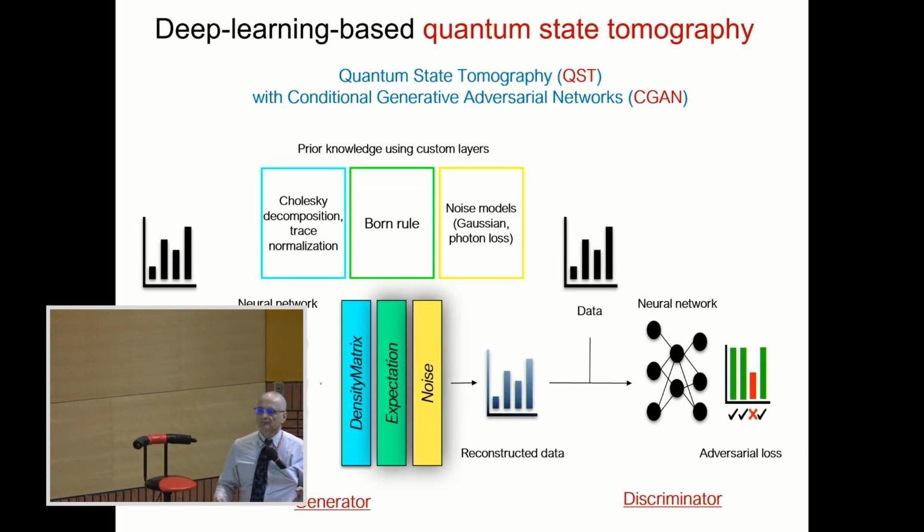And then, so the data is here. There are some measurement operators. You input at the initial layer here. There are 1, 2, 3, n number of layers in between, and on the output layer, the generator is going to generate density matrix, expectation values, consider noise models, Gaussian photon loss, etc. The trace has to be normalized. You reconstruct the data. And the neural network, based on some data, the discriminator is going to accept it or not. It's going to reject it or not, because they are in an adversarial competing approach to each other.